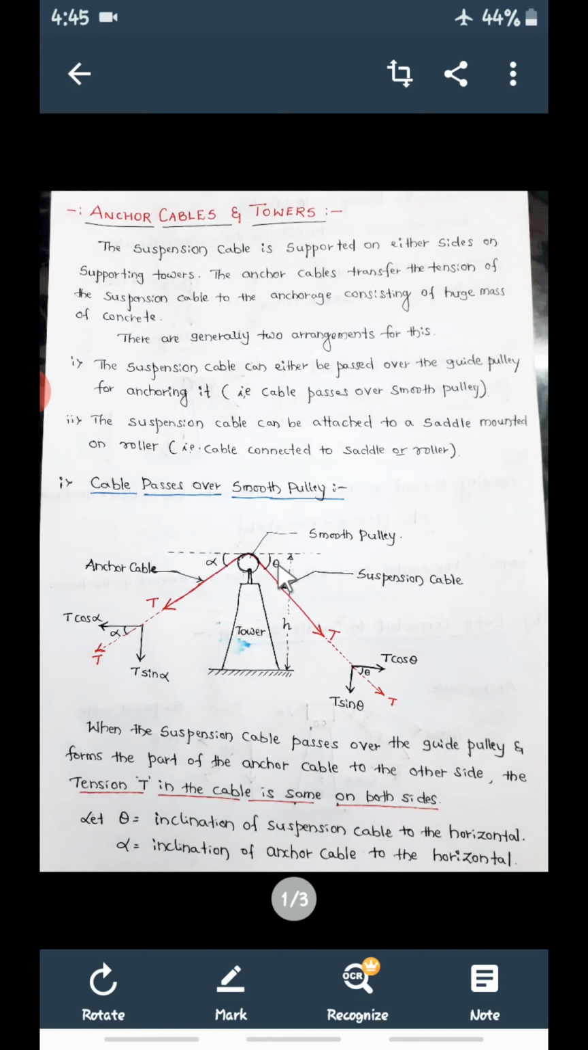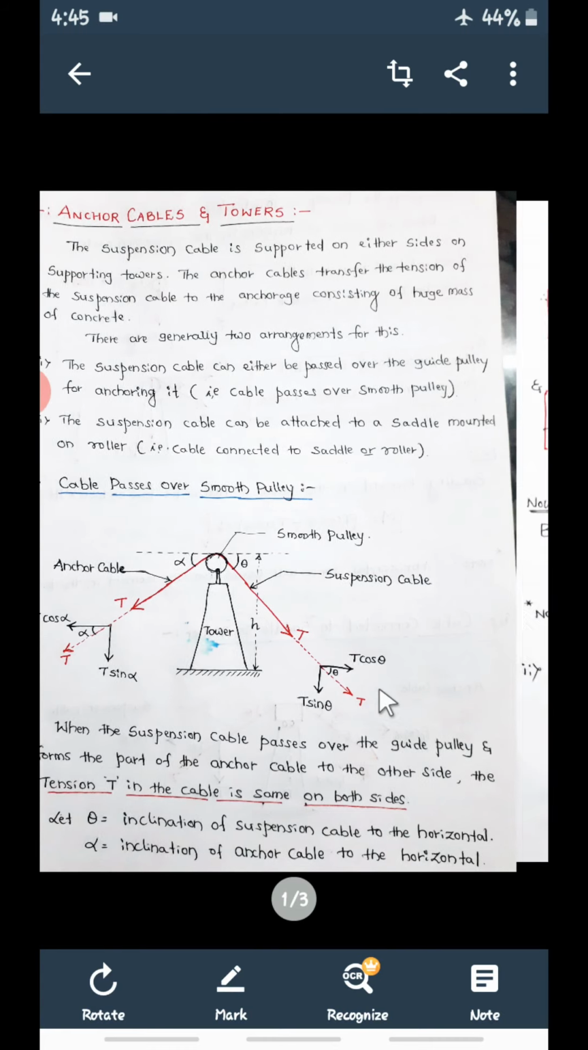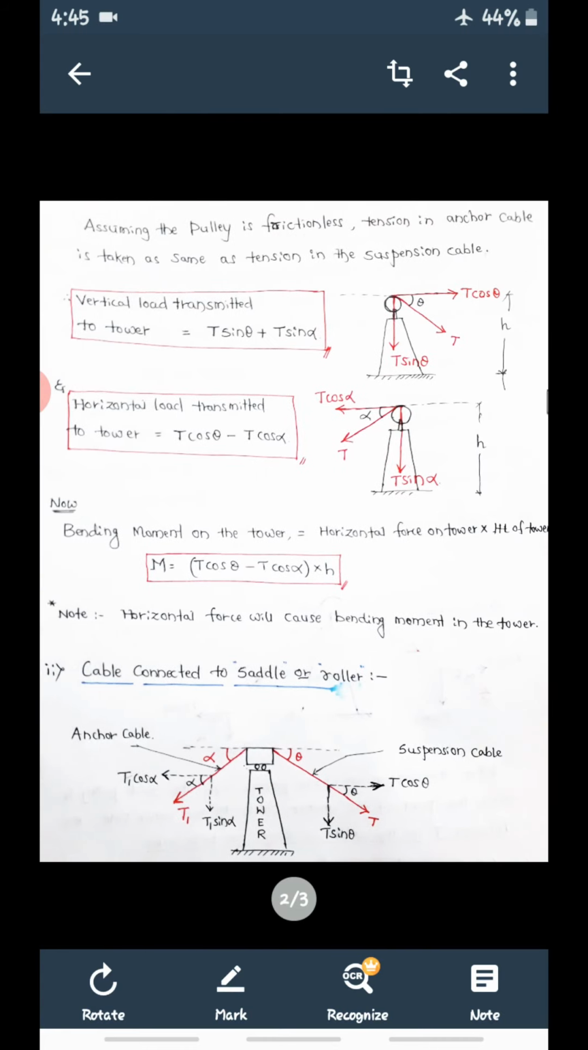Let theta be the angle made by this suspension cable with the horizontal and alpha be the angle made by the anchor cable with the horizontal. Now see here. Assuming the pulley is frictionless, meaning there will be no friction in the pulley, tension in the anchor cable is taken same as the tension in the suspension cable. Now let us observe this sketch.